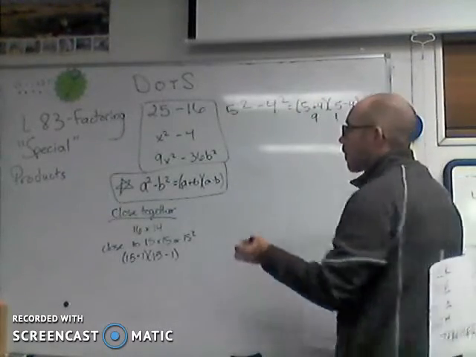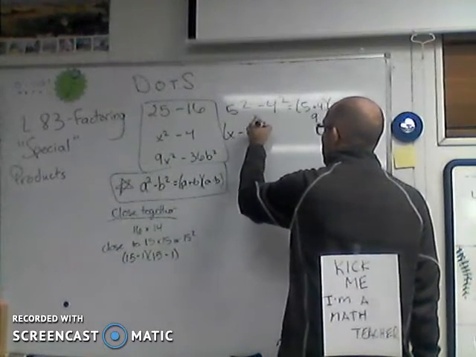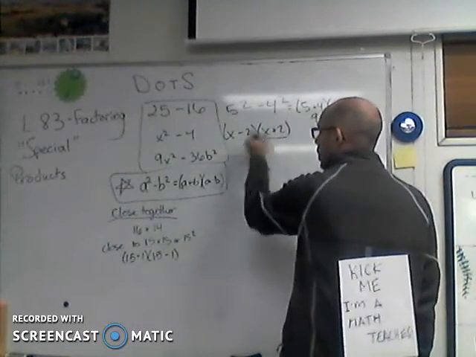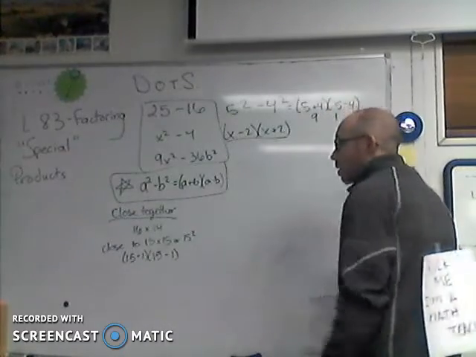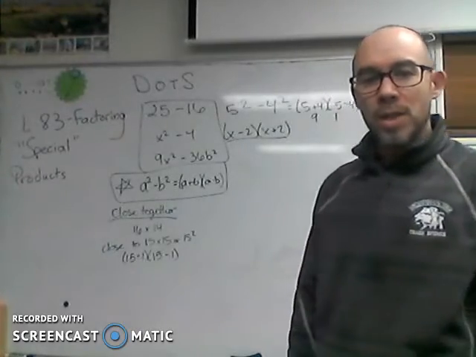Okay, it works. This one here becomes x minus 2, x plus 2. It doesn't matter which one goes first. There you go. It's split up into its two parts. We already did that one right there. This comes in handy in close together problems.